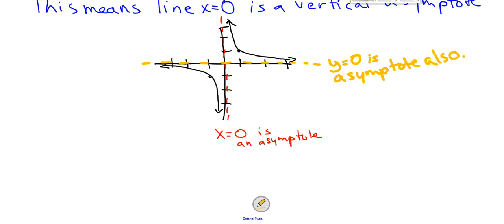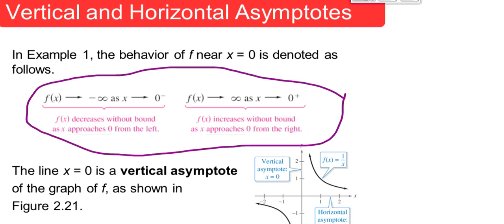So that's what we're going to do, we're going to examine now things that have vertical and horizontal asymptotes. So here's our next slide. And now we're going to look at vertical and horizontal asymptotes.